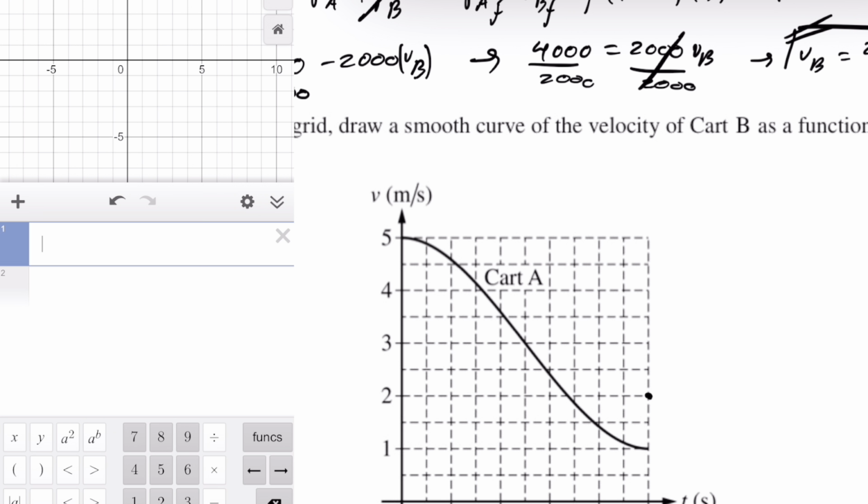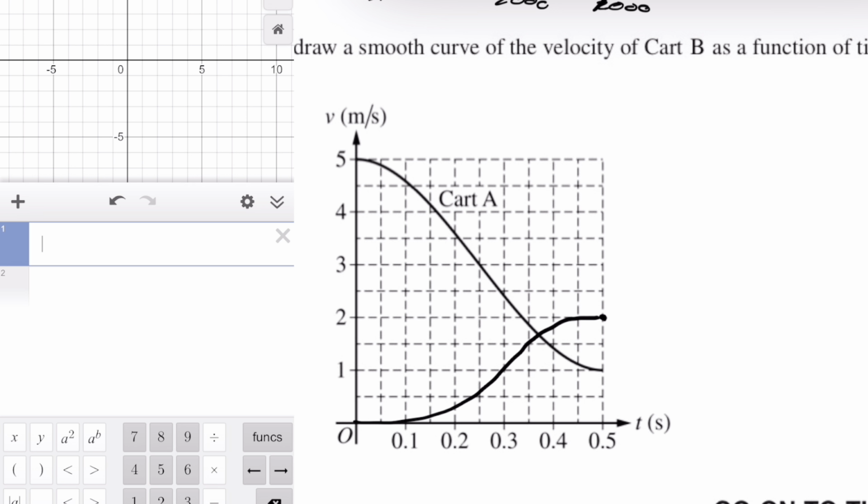So there it is. If cart A's graph turns from concave down to concave up, it's going to have a point of inflection. Well, B should do the same thing, right? And you might be asking, why is B going to do the same thing? Because whatever happens to cart A, there's an equal and opposite impulse. It'll happen to cart B, right? So equal and opposite impulse.